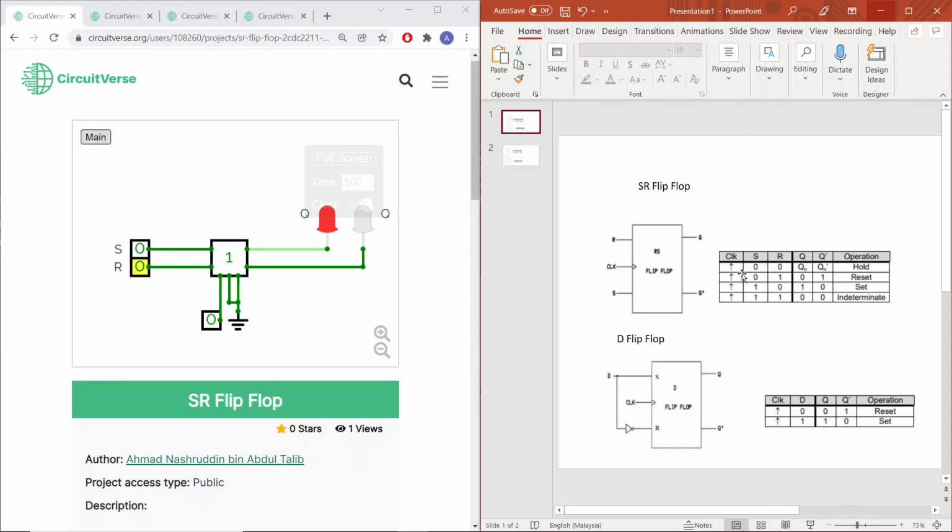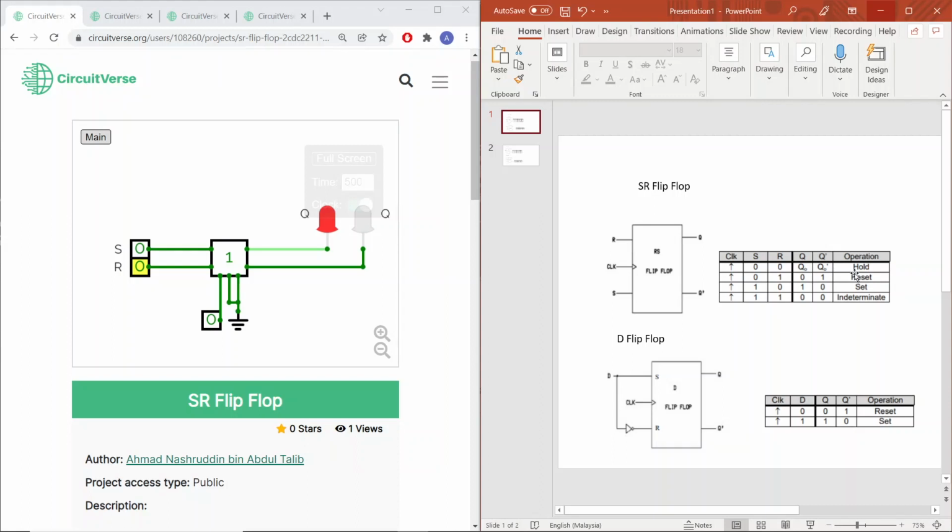From the truth table here, there are clock, SR as input, Q and Q0 as the output, and the operation. The clock here functions as a trigger source. Whenever the clock is positive edge trigger, or rising edge, that is the time the clock is triggered, and that is the time the trigger happens for the flip-flop. For SR, when both inputs are 0 and 0, the operation of this SR flip-flop is hold.